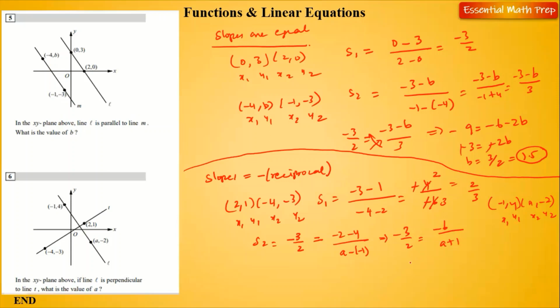Now cross multiply. Negative 3a minus 3 equals negative 12. Negative 3a equals negative 9. So a equals 3. Okay. These are very easy concepts, okay? It may seem difficult or daunting at first sight, but if you actually understand the logic and you see how to do these through my videos, it's probably going to be very easy in the long run, right?